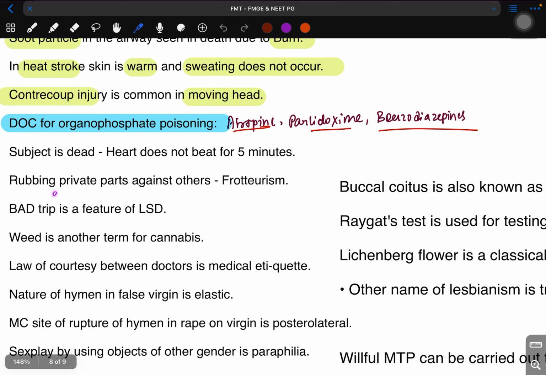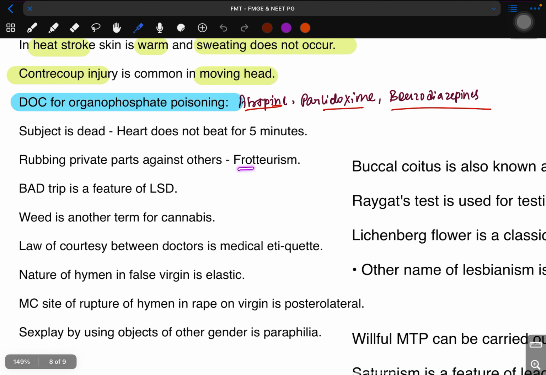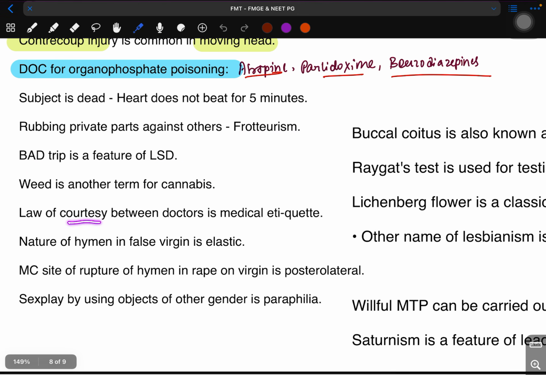Rubbing private parts, this we have already discussed in the psychiatry rapid revision video. So it is an illness. Rubbing private parts against others and gaining enjoyment is known as frotteurism. Bad trip is a feature of LSD. Weed is another term for cannabis. Law of courtesy between doctors is known as medical etiquette.